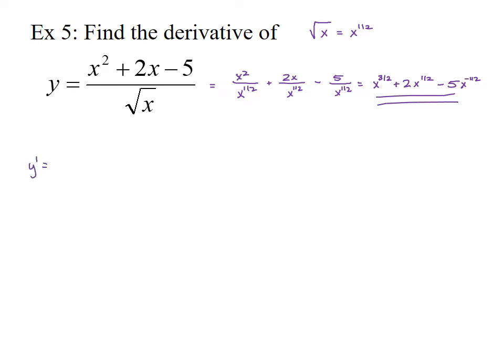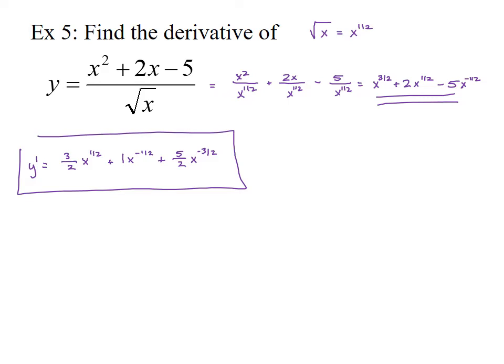So if you do the power rule of all three pieces, you should get 3/2 x to the 1/2 plus half of 2 is just 1, so that goes away. You can put the 1 there if you want to, but it really just becomes x to the negative 1/2, and then you get a plus 5/2 x to the negative 3/2. Once again, that 1 is understood, but it is there if you would like to write it down. So that is another way that you can rewrite an ugly fraction into a power rule problem.